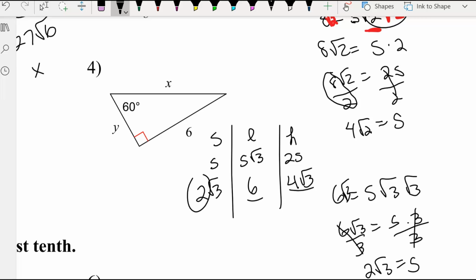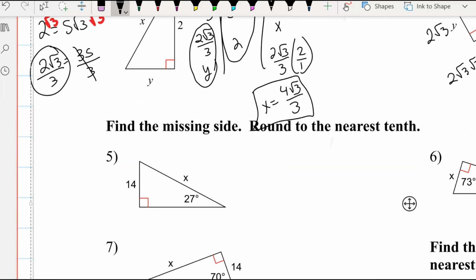Okay? So this was 2 radical 3, 4 radical 3. It's twice as big. And if I wanted to check, 2 radical 3 times radical 3 is 2 times 3, which is 6. Okay, that's a level 3.